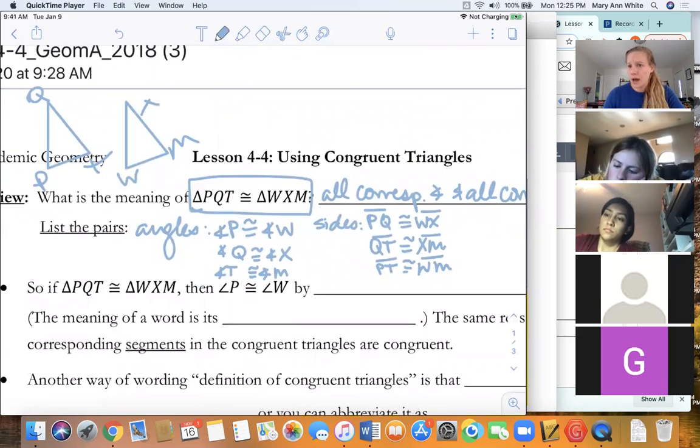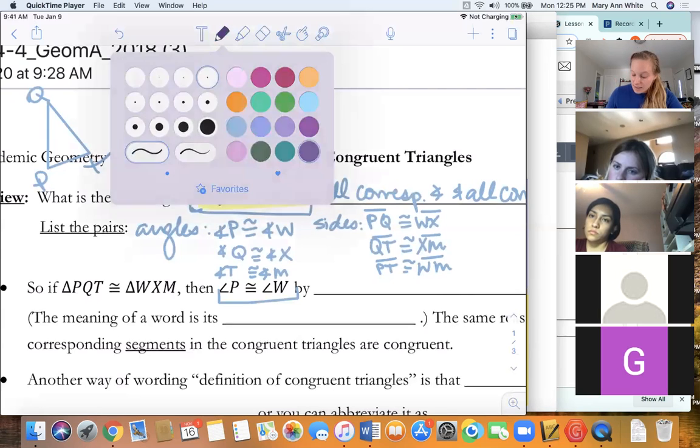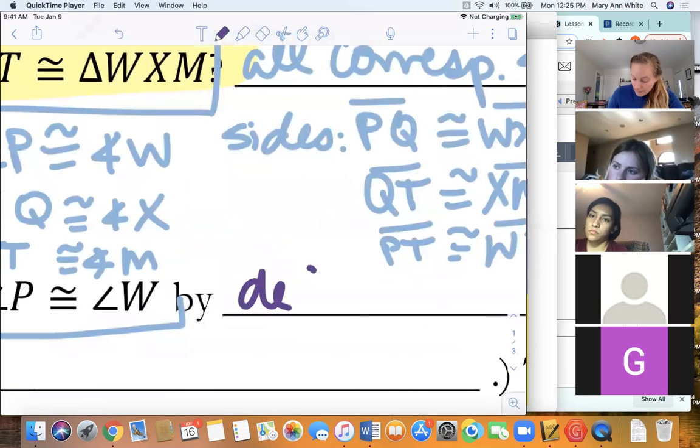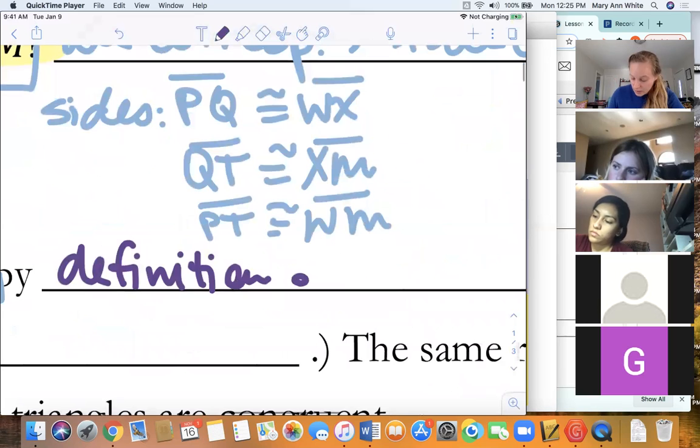All right, so we knew that. We've seen congruent signs, we've seen triangles, we've matched up angles, we've matched up sides before. That should have been a review. What we're learning today is if I give you this congruent statement, then we can say that any of the pieces are congruent. So for example, I can say P and W are congruent. I could say QT is congruent to XM. And the reason I get to say that is definition. It's by the definition of congruent triangles.